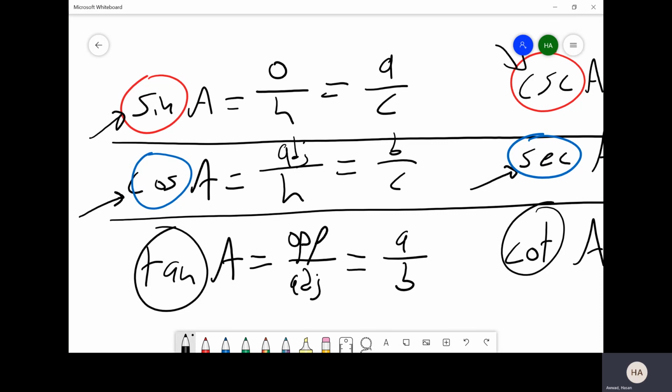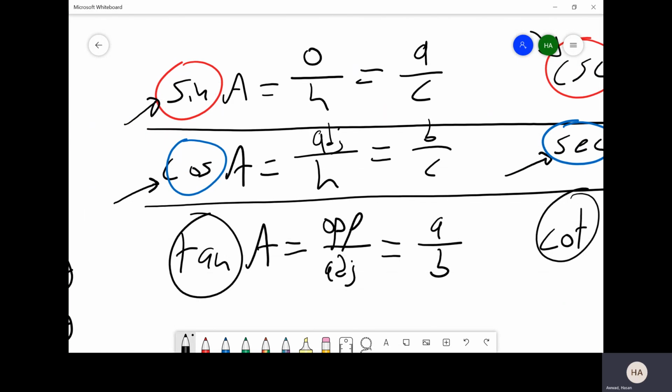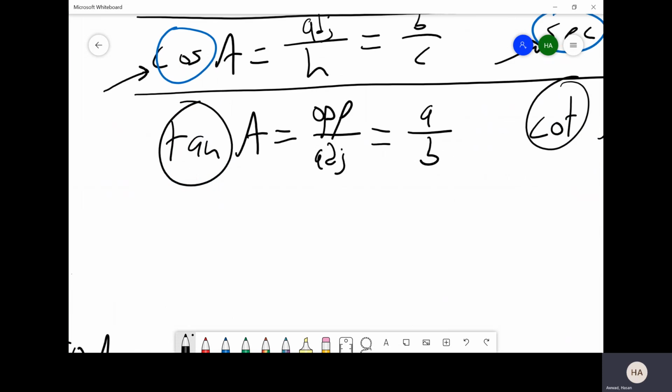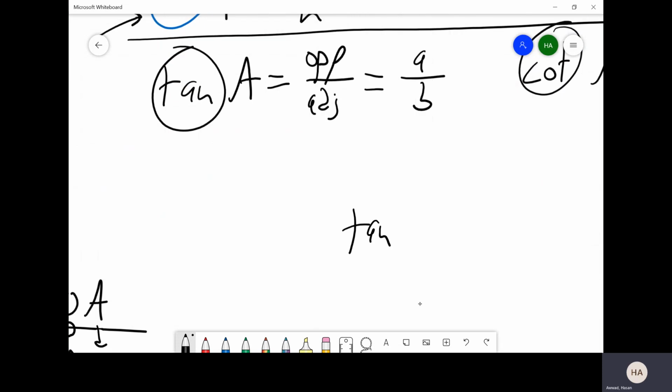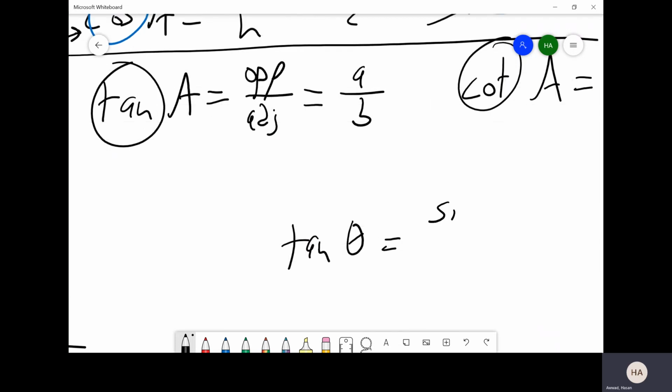Tangent also has another definition. So we define tangent as being opposite over adjacent, right? There's another definition of tangent as well. We can actually define tangent of A, or of any angle, well, we can just replace this with theta. Tangent is actually going to be equivalent to sine of your angle over cosine of your angle.